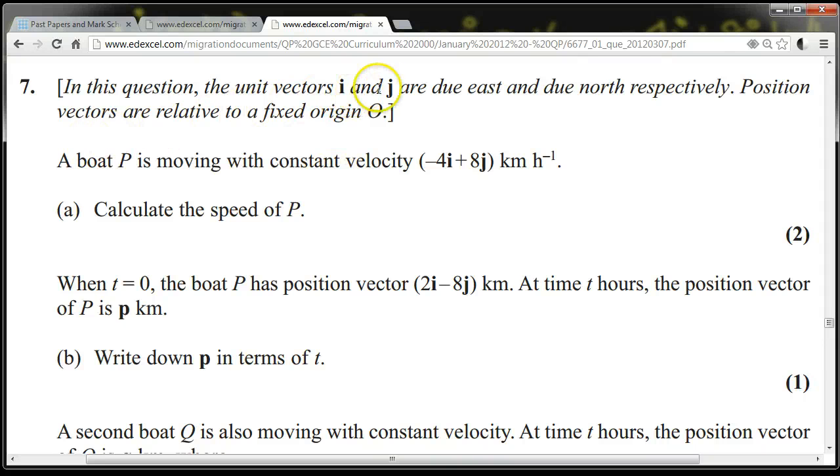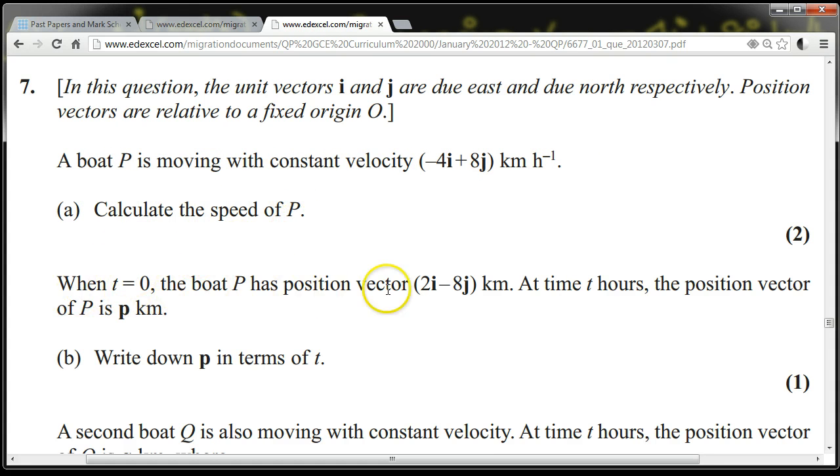In this question, the unit vectors i and j are due east and due north respectively. Position vectors are relative to a fixed origin O. A boat P is moving with constant velocity minus 4i plus 8j kilometers per hour. Calculate the speed of P.